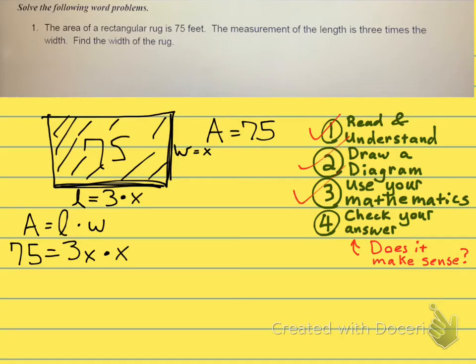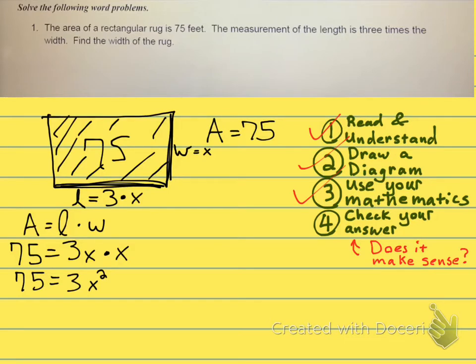Use your mathematics. Look at what we have here. This is an equation, and guess what? It's a quadratic equation, because when I put these 2 x's together, it's going to be x squared. So let's use the math that we know. 3x times x is 3x squared, right? 75 equals 3x squared. And now this is a quadratic equation.